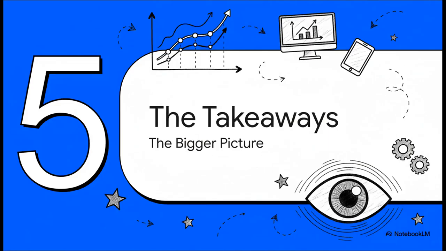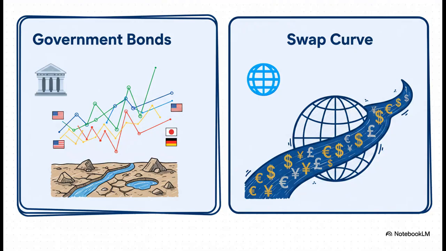All right, let's zoom out and wrap things up by looking at the bigger picture. In this last section, we'll hit on a couple of modern tools professionals use and really hammer home the most important takeaways from all this. We've talked a lot about government bonds, but in today's global financial system, the swap curve is often what the pros really look at. And why is that? Well, it's because the swap market is just massive, it's super liquid, and it gives a much more apples-to-apples comparison between different countries.